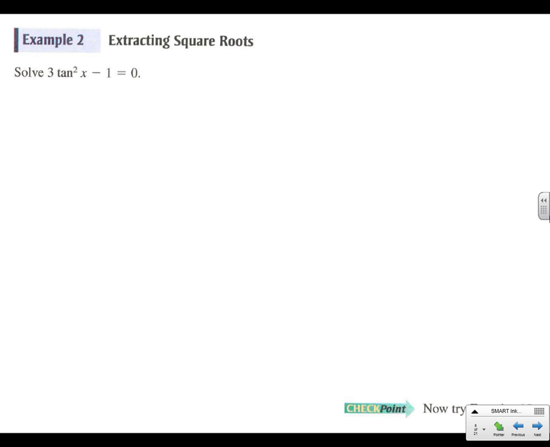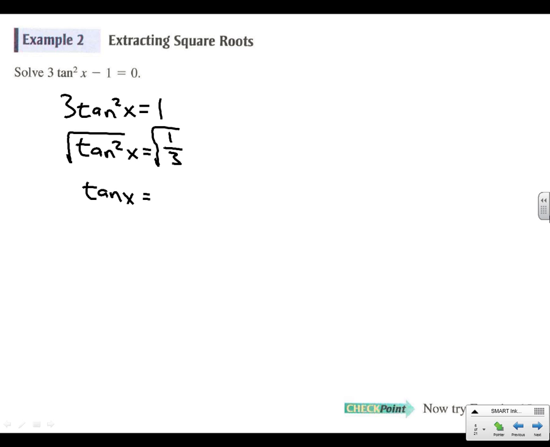All right. Now, what do we do if we've got square roots? Let's solve this one. So we're going to add 1. 3 tan squared x equals 1. We're going to divide by 3. Tan squared x equals a third. And then we're going to square root to get tan by itself. So now we've got tan x equals square root of 1 over 3.